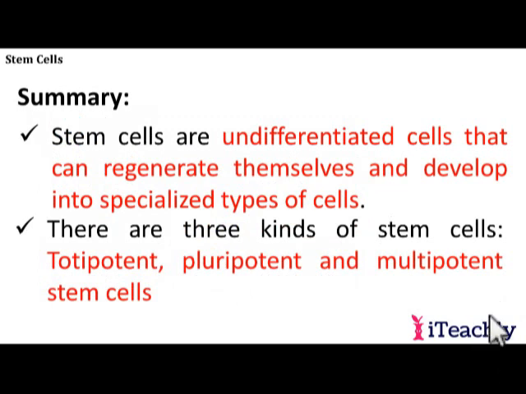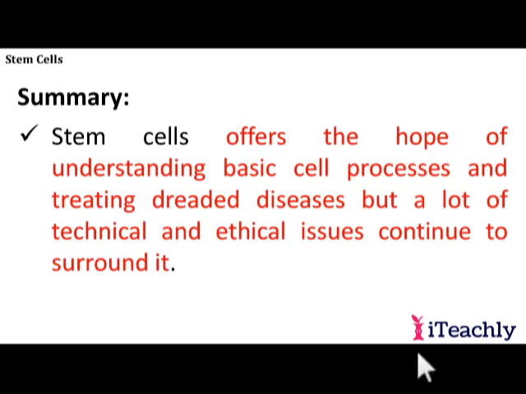So in summary, make sure that you're writing this down. This is very, very important. Before we get into these ethical discussions, I want you to know what's going on. And we will have these ethical discussions. But stem cells are undifferentiated cells that can regenerate themselves and develop into specialized types of cells. You've got 3 types: the totipotent, the pluripotent, and the multipotent stem cells. Remember, the multipotent are the stem cells that are within our bodies as adults. And stem cells offer the hope of understanding basic cell processes and treating the dreaded diseases, but a lot of technical and ethical issues do surround that.